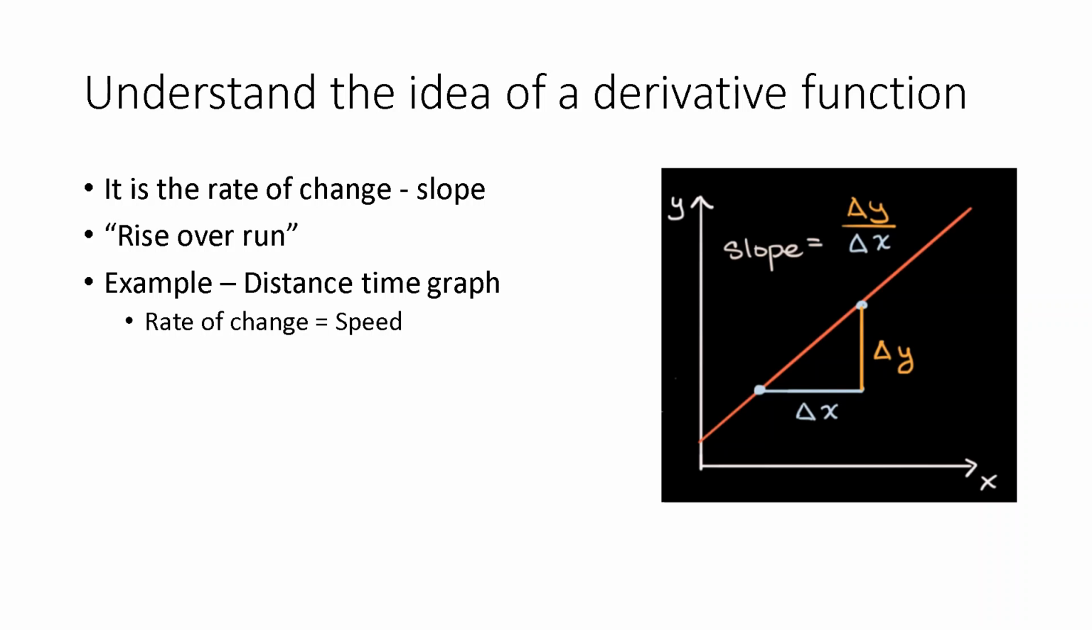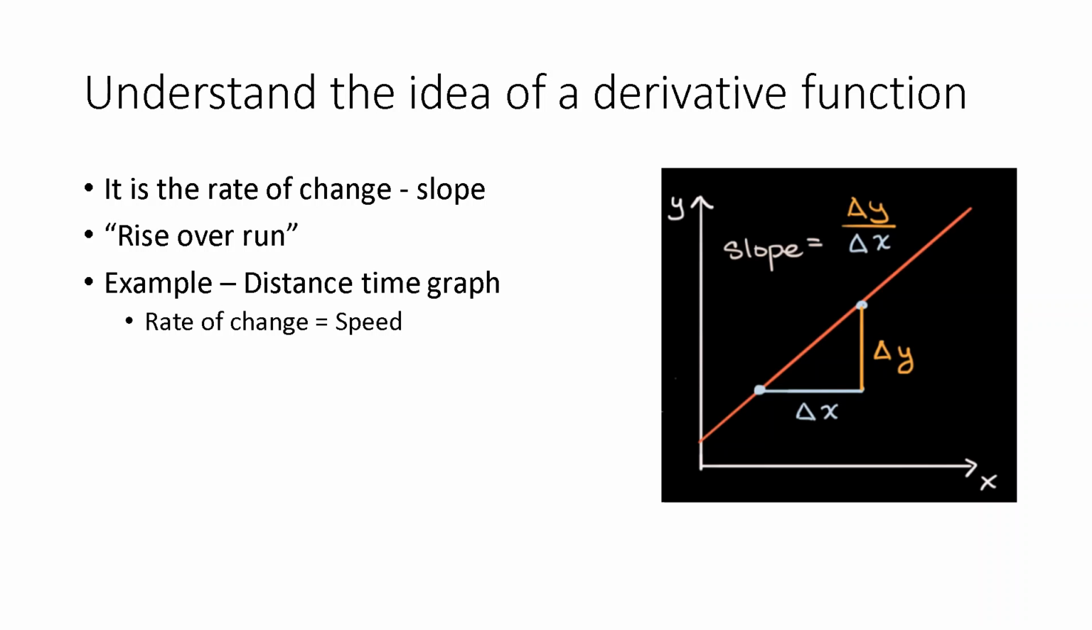You might know this by rise over run. An example of this would be in a distance-time graph. The rate of change will be speed. On the right, we can see a diagram that shows the delta y over delta x, which is also the slope or the gradient of the curve.